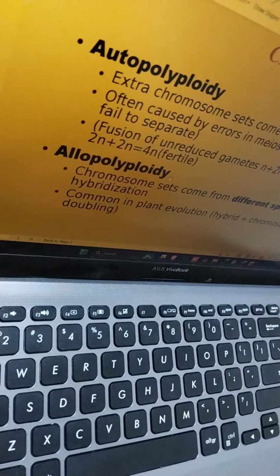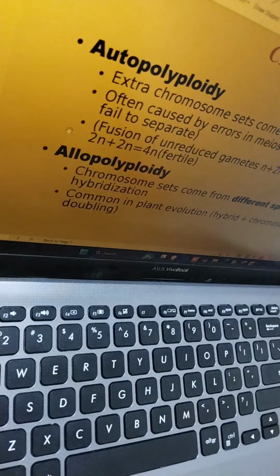What is autopolyploidy? In autopolyploidy, the extra chromosome sets come from the same species, often caused by errors in meiosis and mitosis where chromosomes fail to separate, or by fusion of unreduced gametes. It can be sterile or fertile.